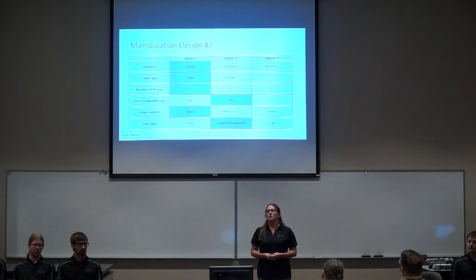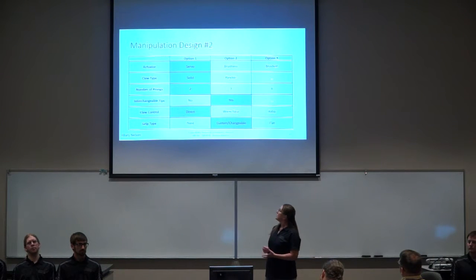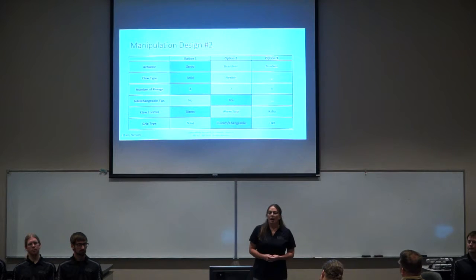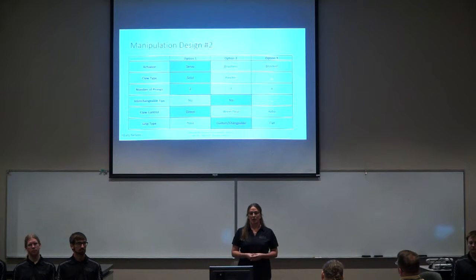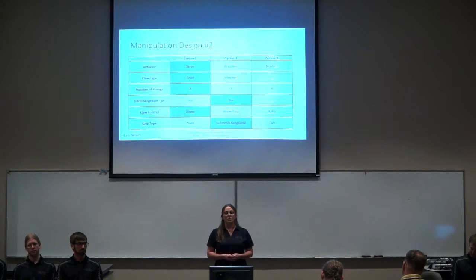The team was tasked with designing 3 different designs. The design that we had chosen is going to utilize an actuator, a servo motor, and also have a solid construction type for the claw. Number of prongs will equal 2. The tips are going to be interchangeable. The claw control is going to be a direct 1-to-1 ratio from the servo to the claw. And once again, the grip type is going to be customizable.